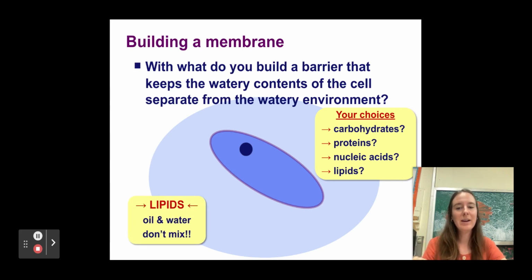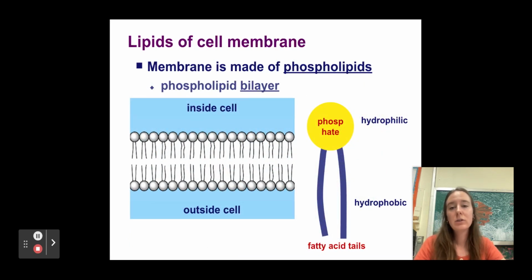So that's why we use lipids to build our membrane around the cell, because oil and water don't mix. So it really does keep that layer around the water intact and doesn't dissolve. The lipids aren't dissolved by the water. So the membranes are made up of lipids, and specifically phospholipids.